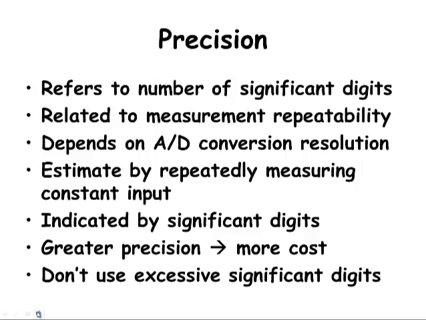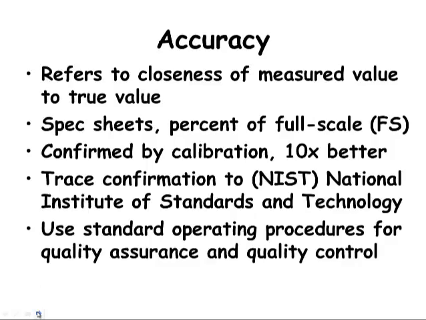Greater precision usually means more cost, so devices with greater precision generally cost more money. Don't use excessive significant digits. Giving excessive significant digits misleads the reader and gives the impression of greater precision than is real. Remember the opening example. Accuracy refers to the closeness of a measured value to the true value.